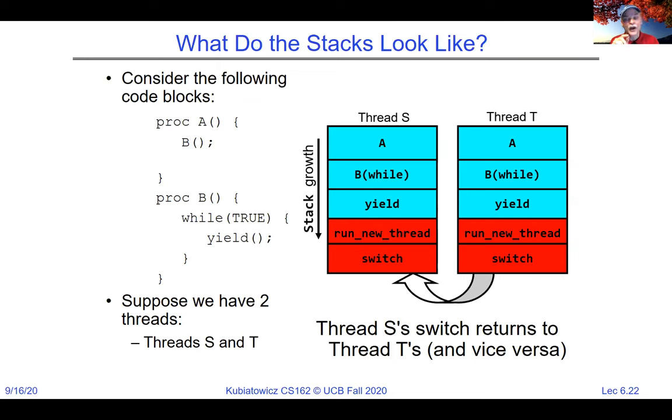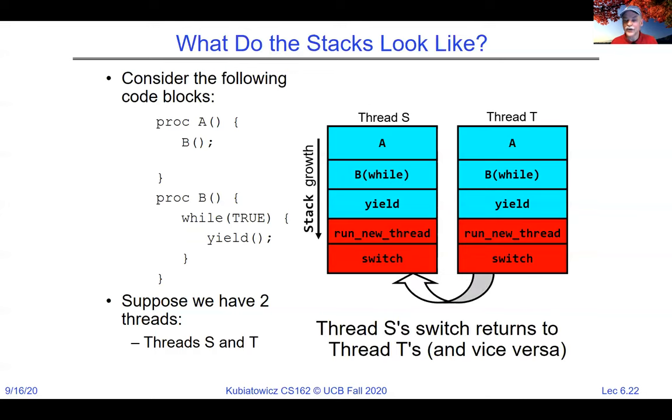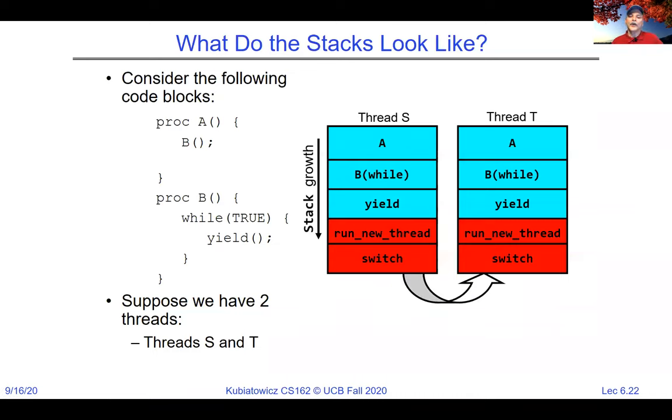Now the question, though, is how does this work going back and forth? Why does that happen? The answer is, when we get into switch on the left, we save out all of thread S's registers, and then we load in all of thread T's registers, including its stack pointer. Which means, after we've gotten to the bottom of the switch routine, before we hit return, we're actually over here because we're on a different stack. So when we return after we execute switch, it takes us back up here, and then when we come down and we switch, we return back up over here.